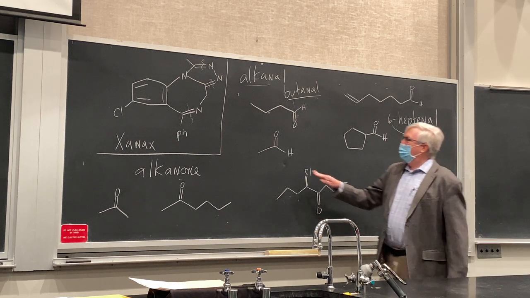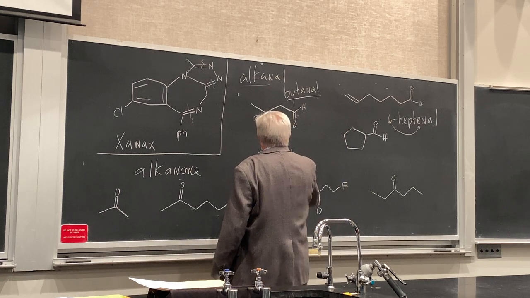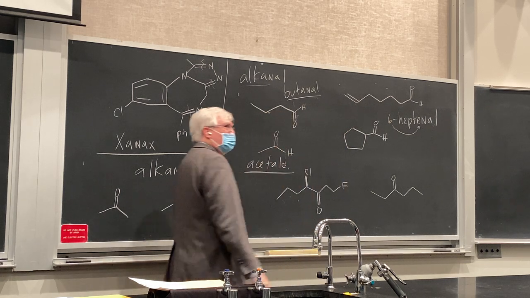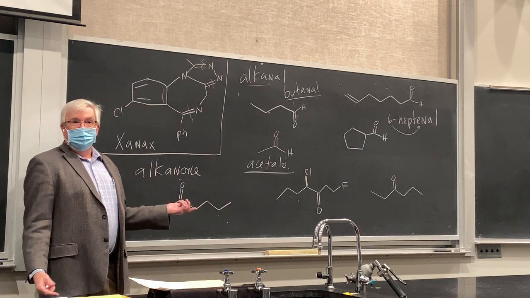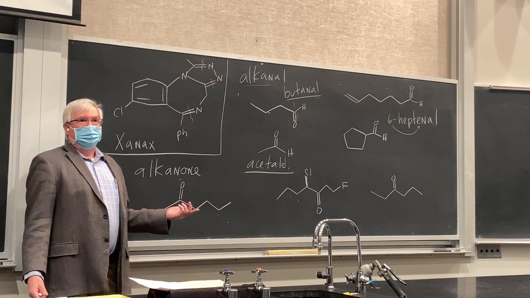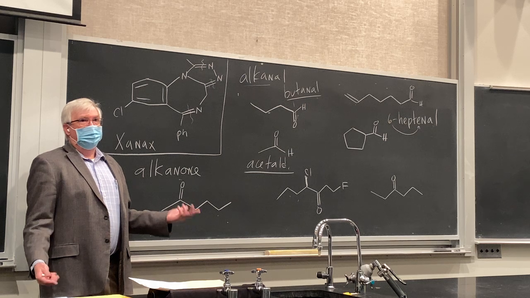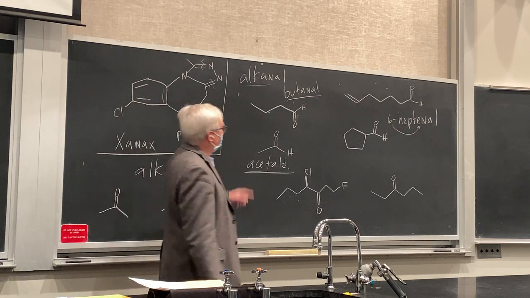Just to help you keep track of it, a couple other things to point out here. This is acetaldehyde. I won't draw out the whole thing. And that's kind of a common name. That comes from what? Acetic acid. Okay. Or you could call that ethanal. No chemist calls that ethanal. For ethane, we call it acetaldehyde. It comes from acetic acid. Okay. How about this one?